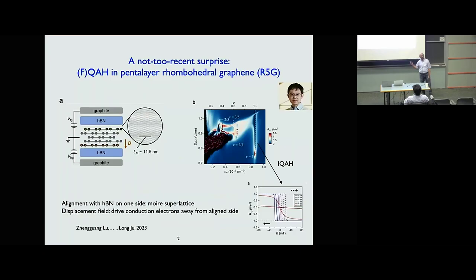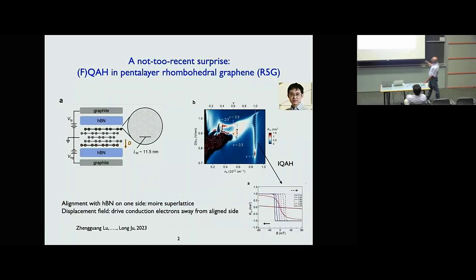because we've heard so many talks on this system and the basic theory of this system. So it's 5 layers of graphene stacked in this rhombohedral pattern, dual gated samples, and it's aligned with hexagonal boron nitride on one side, nearly aligned, and that produces the Moiré pattern. And there's a large displacement field that drives conduction electrons away from the Moiré, right?